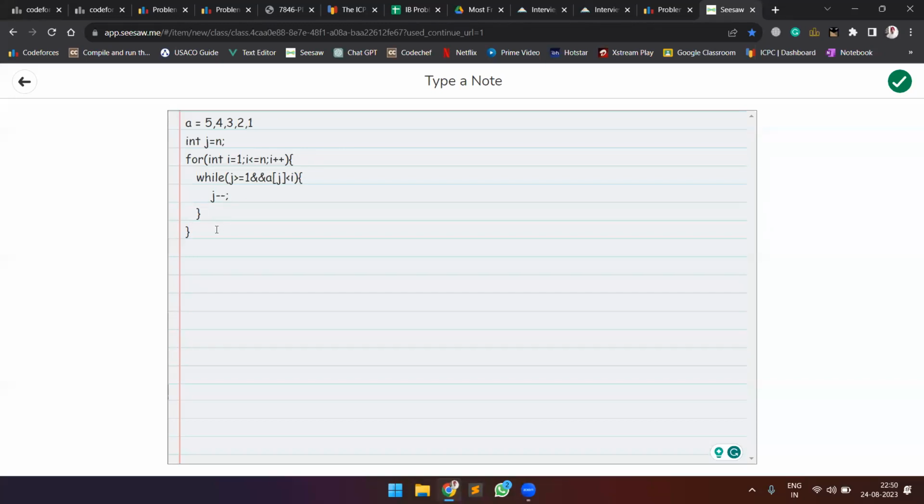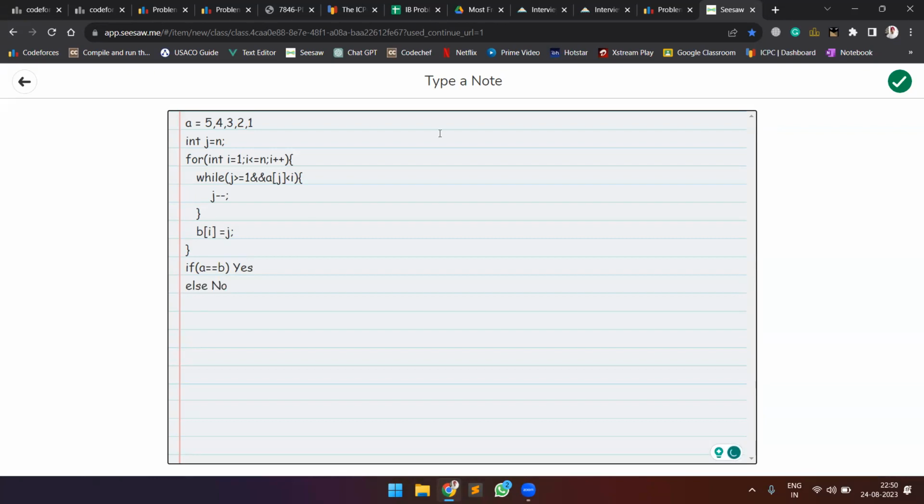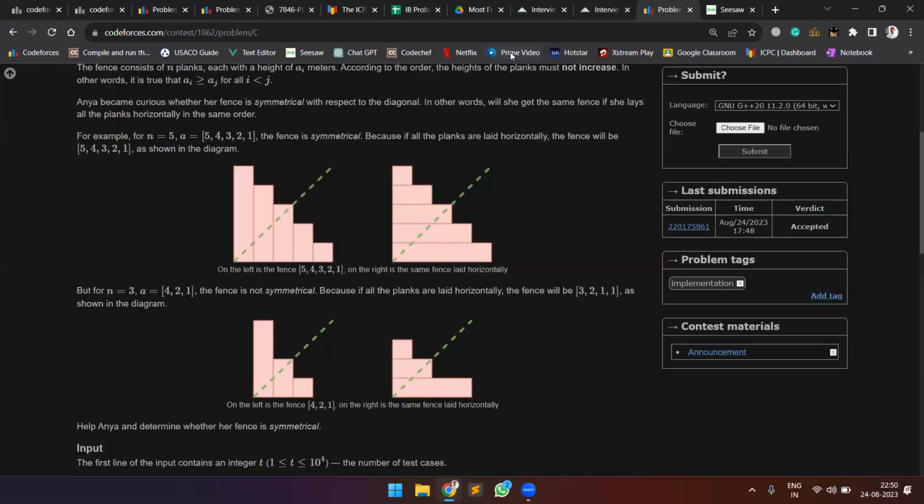Now basically we'll make another array b. So b of i equals j. This tells us the total numbers which are greater than equal to i. So after that we just check if a is equal to b, then yes, else it is no. This is the simple solution for this question.